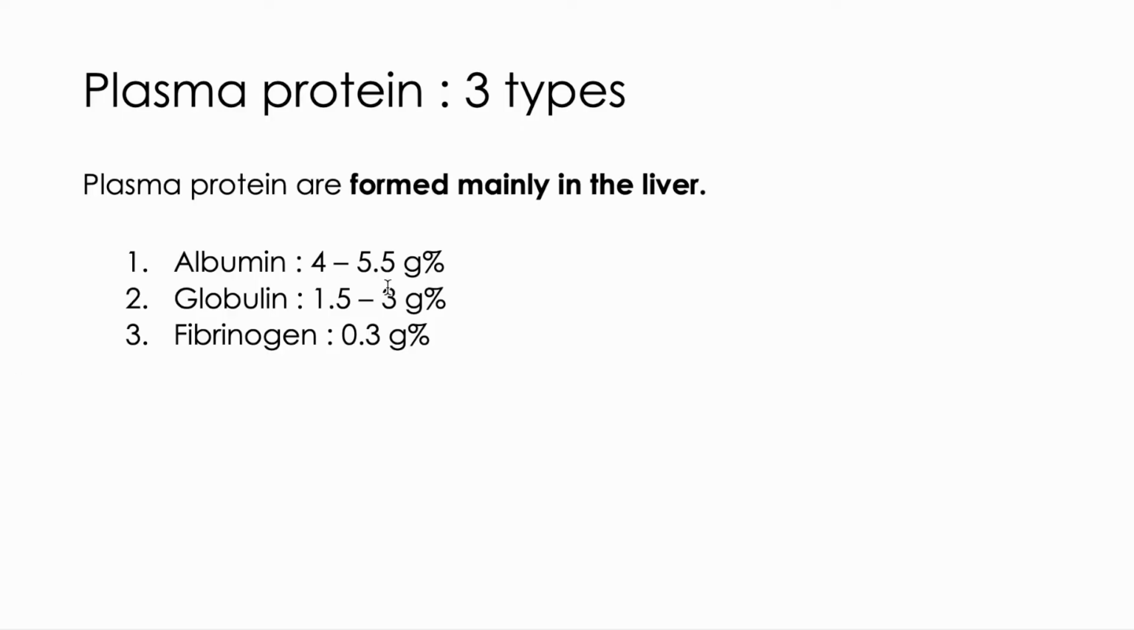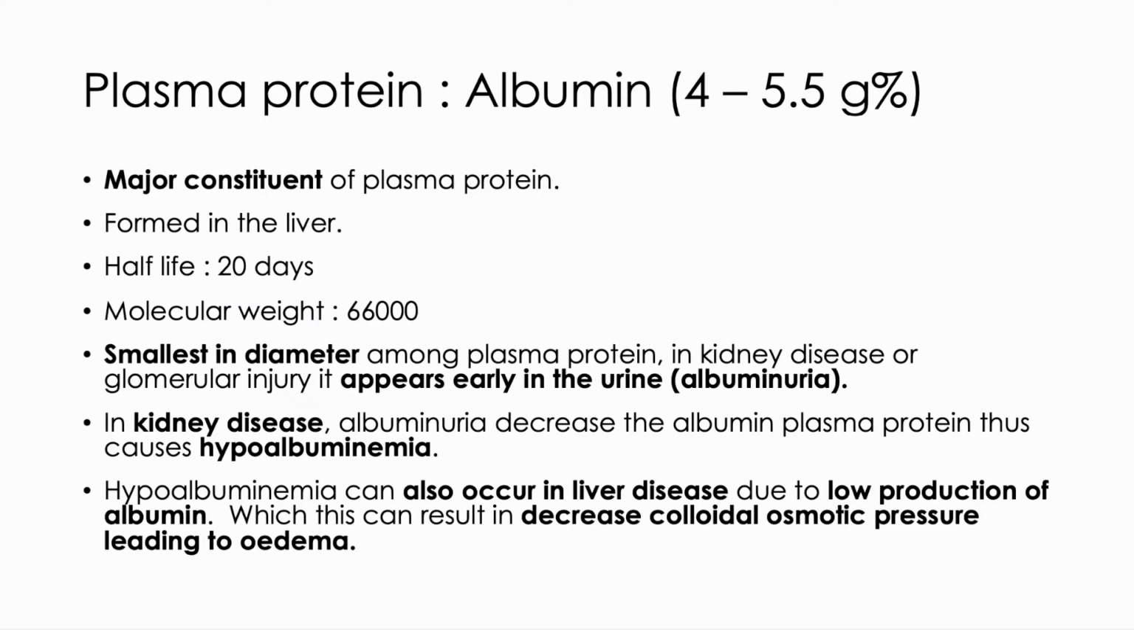So we have 3 types of plasma protein. Basically all of these plasma proteins are developed or prepared by the liver. They are formed in the liver, and they are albumin, globulin, and fibrinogen. As I mentioned earlier, albumin is the majority of the protein in the plasma. Now let's move on in detail to each of the proteins we mentioned earlier.